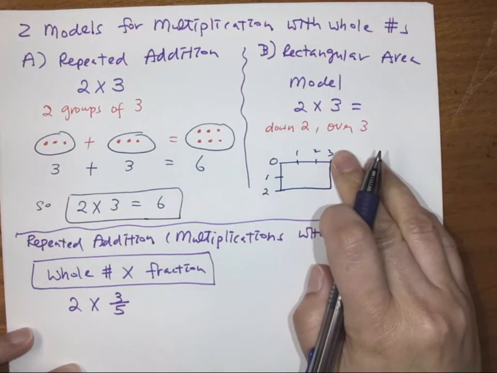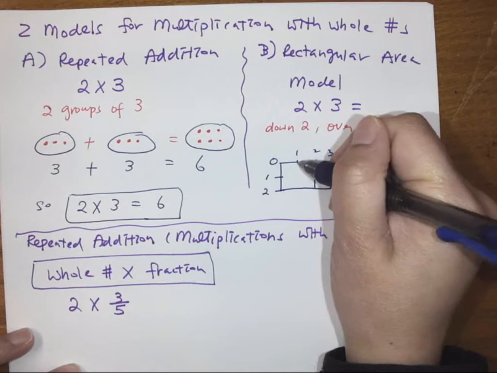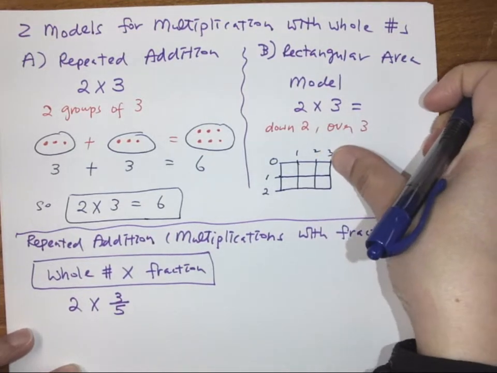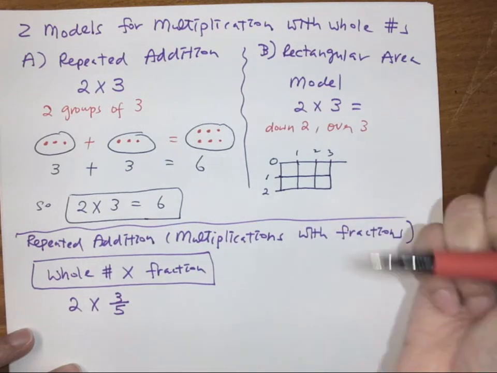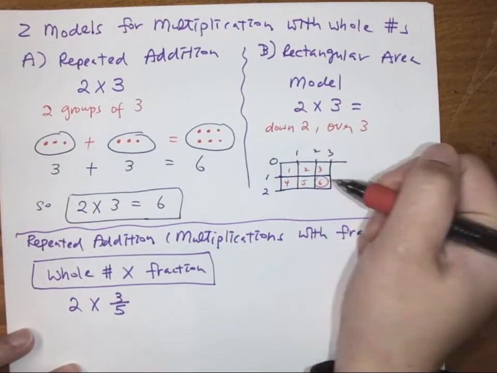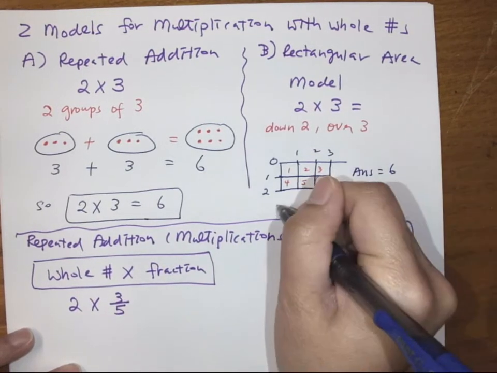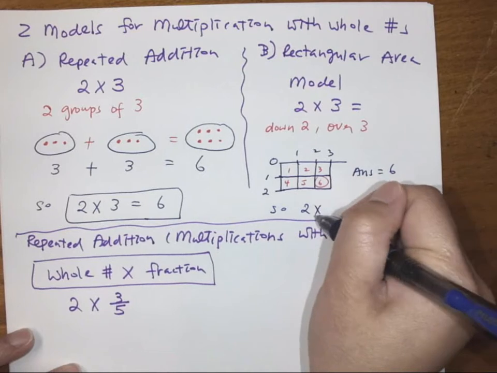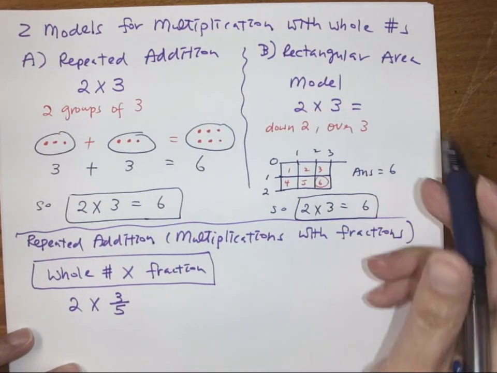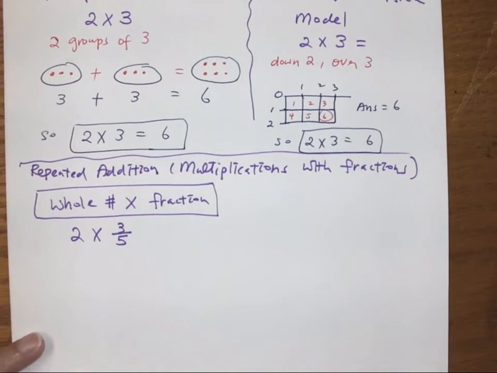After you have those two markings, we're going to connect those lines to form equal size boxes. And your answer is going to be how many boxes you have. You have 1, 2, 3, 4, 5, 6. So in total we have 6 boxes. So the answer is 6. Therefore, 2 times 3 equals 6. So those are the two models we did for our first exam with whole number multiplication.